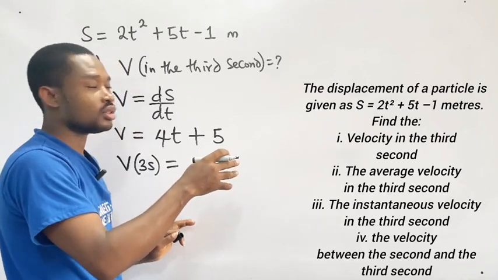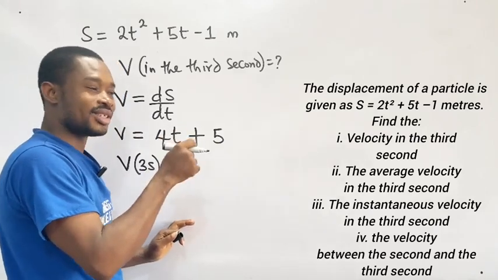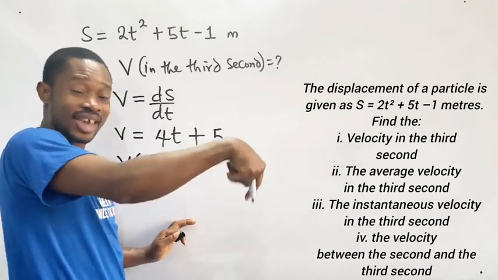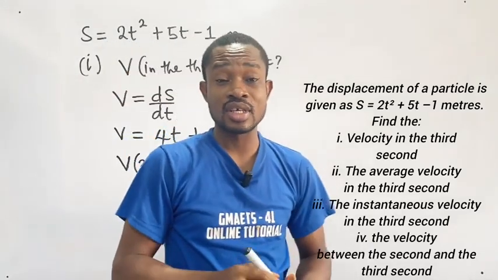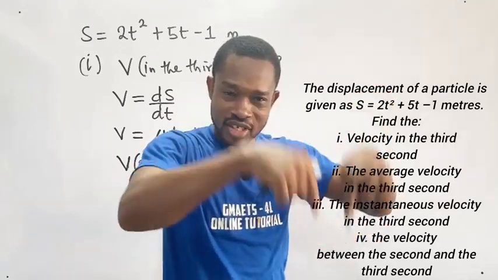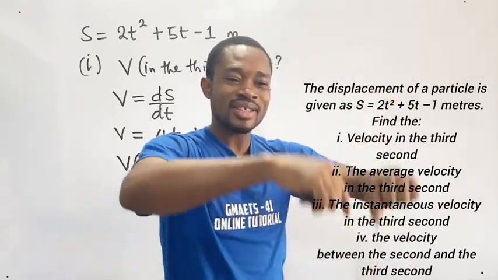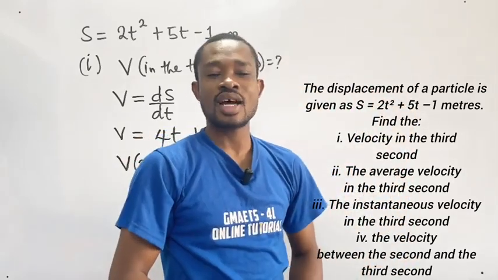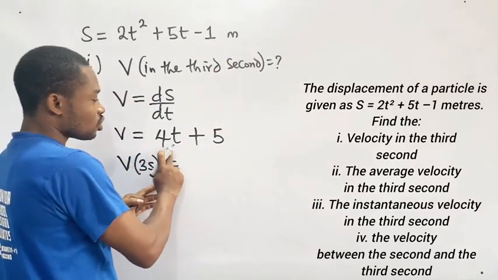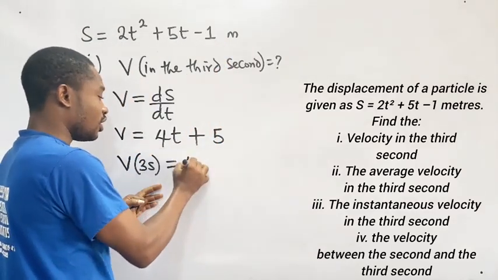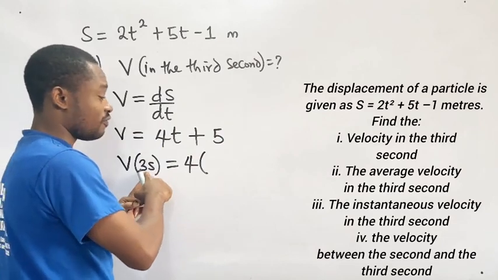We were not told. It's instantaneous. And the time in this case, since it is instantaneous velocity, that third second is specific. It means find the instantaneous velocity when time is equal to 3 seconds. That's the implication. So all I have to do is to come to this function of instantaneous velocity. Wherever I see t, I'll fix 3 seconds.